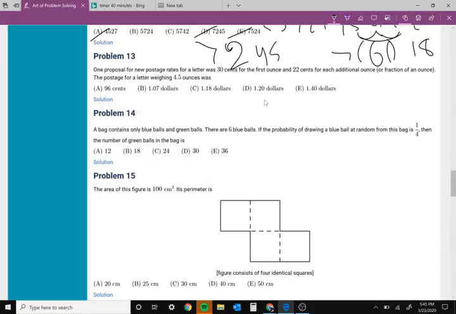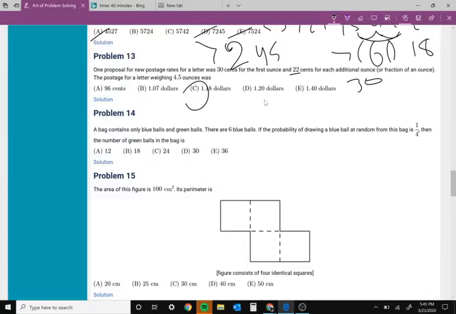For writing 4.5 ounces, okay, well, 30 cents for the first ounce. So 30 plus how many is 3.5? Well, 1/2 is going to be 22 anyways, so 22 and then plus 3 more 22s is 88 plus 30, which is what? I want to do math. 118.